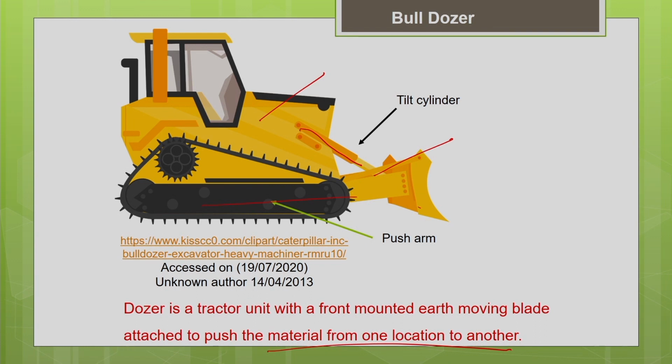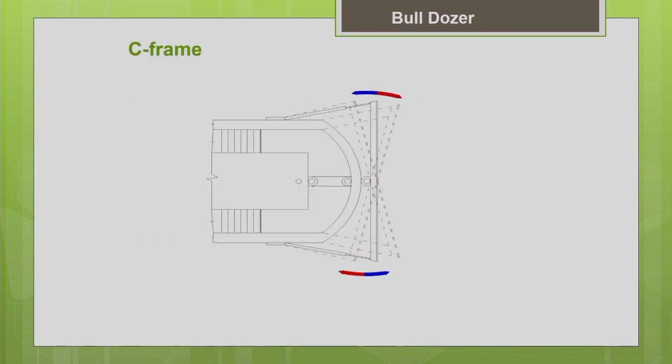Similarly, there are other types of connections, for example a C-frame connection between the tractor and the blade. With this particular kind of connection, certain types of blade movements are possible. Basically, the connection between the tractor unit and the blade will decide the possible movements or adjustments for the particular blade. We will discuss the blade movements later.